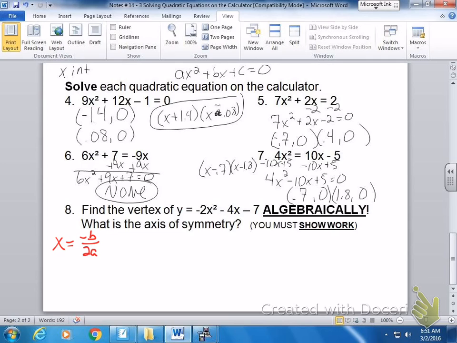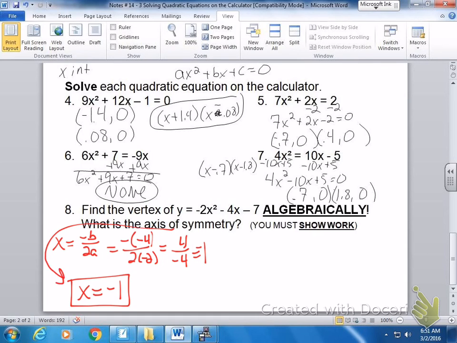Well, my equation's in the right order, so I can pull out b and a. I'm going to have negative times my b value of negative 4 divided by 2 times a, which is negative 2. Well, a negative times a negative is a positive, so I get positive 4. 2 times negative 2 is negative 4, and I get negative 1. So my axis of symmetry is x equals negative 1.